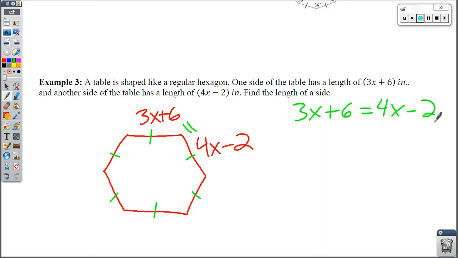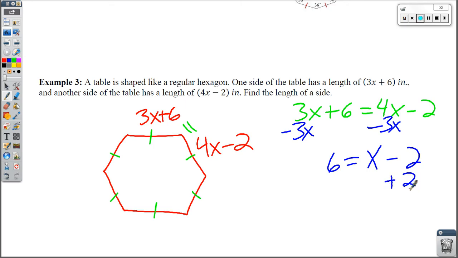In this equation, I've got x's on both the left and right side. I've got numbers on both the left and right side. So what I want to do to solve this is get everything with an x on one side of the equation and everything without an x on the other side of the equation. There are multiple ways to do this, but what I'm going to do is start by subtracting 3x from both sides. 4x minus 3x is x. Now I've got everything with an x on the right side, so let's get everything without an x on the left side. And we get an x value of 8.